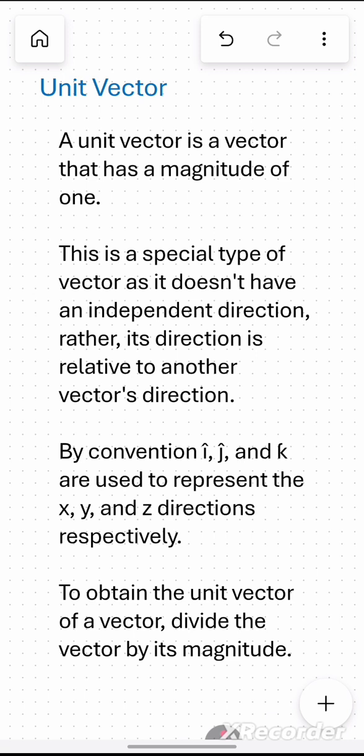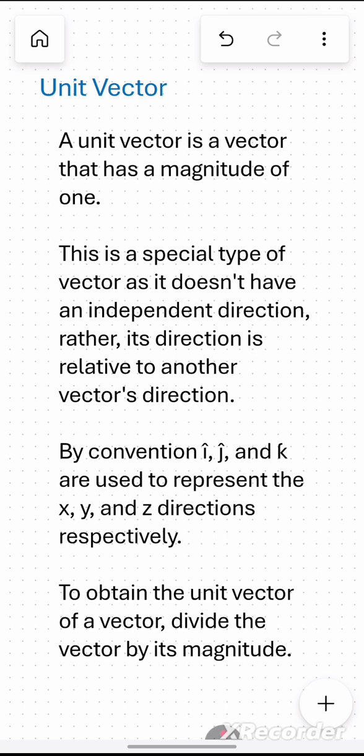So for example, we have i cap, j cap, and k cap. These are conventionally used as unit vectors that point along the x-axis, y-axis, and the z-axis respectively. The direction of i cap is the direction of the x-axis. It does not have its own direction independently, rather it takes its direction from the x-axis. The same with j cap, its direction is the direction of the y-axis. Also k cap does not have its own direction independently, rather its direction is the direction of the z-axis.